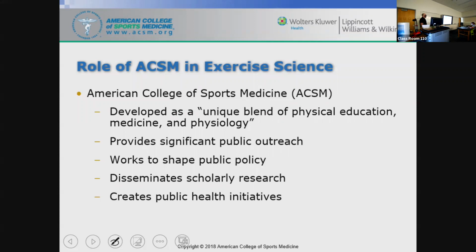So they provide significant public outreach, and most organizations, this is what they're really trying to do. They're trying to provide public outreach for dissemination of research and any of the findings within the field.